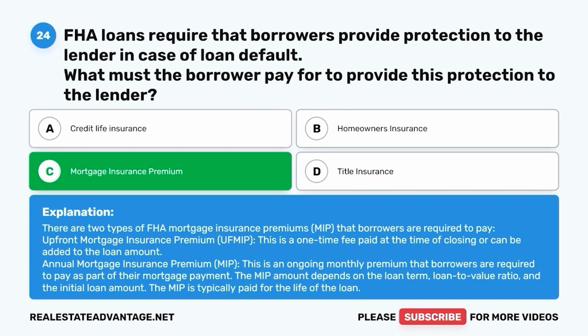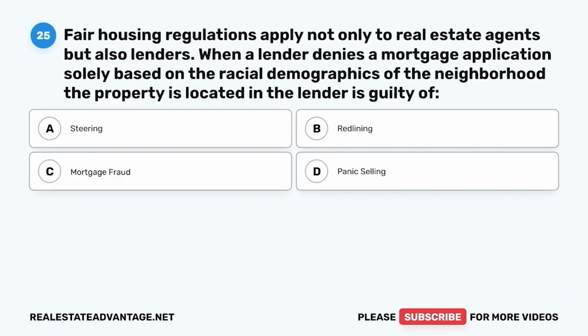Annual mortgage insurance premium, MIP. This is an ongoing monthly premium that borrowers are required to pay as part of their mortgage payment. The MIP amount depends on the loan term, loan-to-value ratio, and the initial loan amount. The MIP is typically paid for the life of the loan.